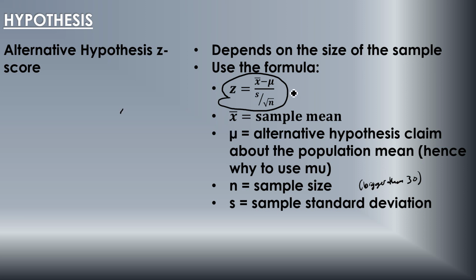So here's our z-score formula. Now, remember, our actual z-score formula would be x minus the mean all over the standard deviation. So it has been changed a little bit. This x bar, what is that? This x bar is our sample mean. And this mu, what is that representing? Well, this is representing our claim about the population mean.